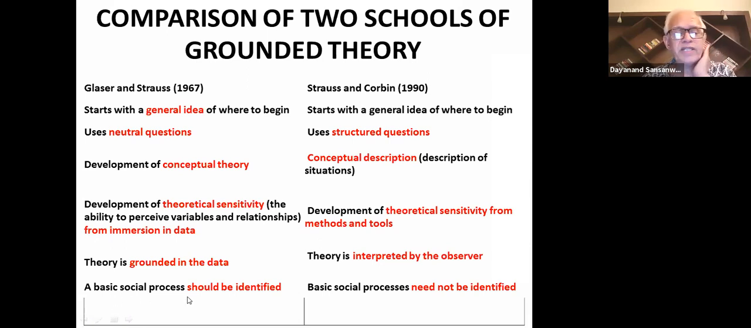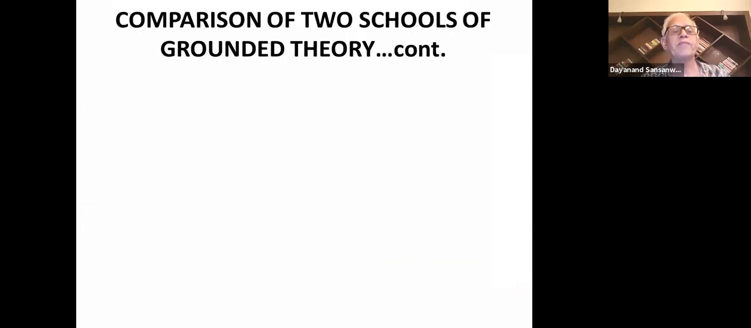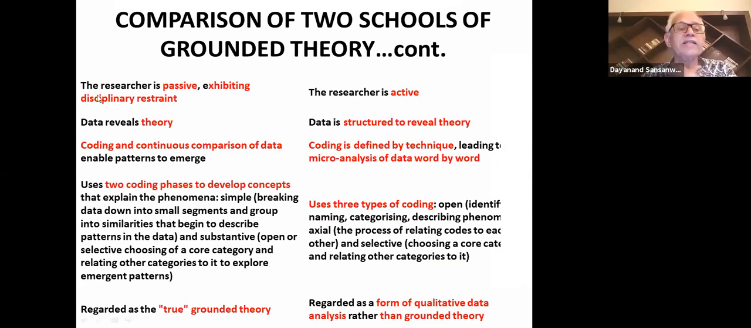Another is the basic social process. As far as Glaser is concerned, it should be identified, whereas in Corbin the basic social process need not be identified. Another is that in the Glaser one, the researcher is passive, exhibiting disciplinary restraint. And in the Corbin one, the researcher is active.